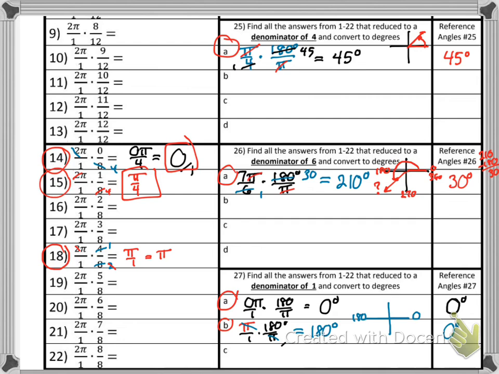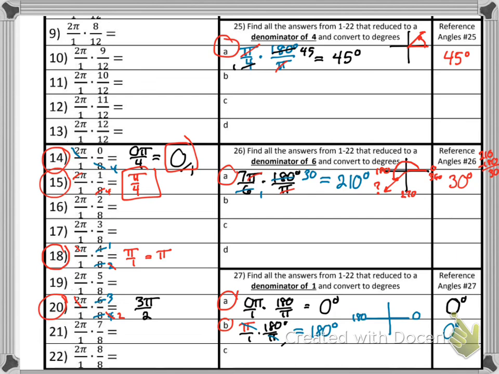How about number 20? I'm going to up and down cancel first. 2 goes in here 3, 2 goes in here 4, and then I'm going to do a little cross cancel. 2 goes in here once, 2 goes in here twice. I end up with 3 pi over 2. 3 pi over 2.